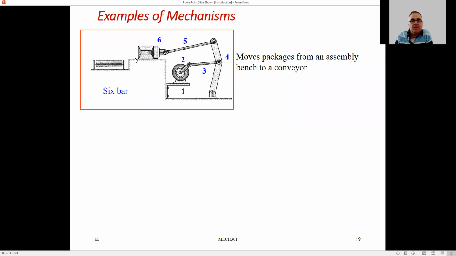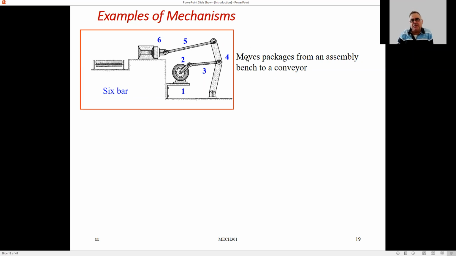What does it do? You have a package here. It pushes the package to the conveyor and then comes back. Then another package comes, it pushes that package to the conveyor and so on. Do you understand? So it is a mechanism that moves packages from an assembly bench to a conveyor. And this is a very commonly used mechanism. The second link, as you see, rotates continuously. And the sixth link moves back and forth like this and moves the packages that come in front of it to the conveyor.